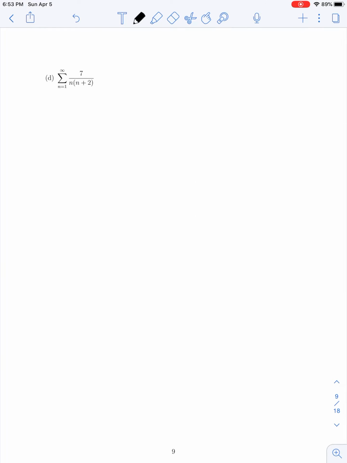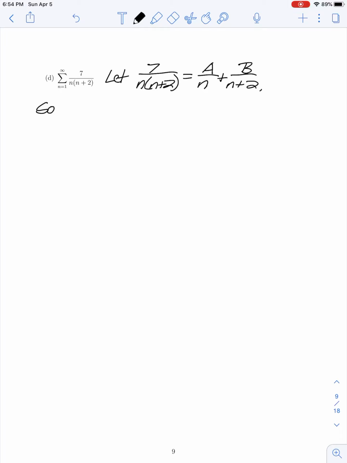Now in our last part of this example, part D, we have the sum of 7 over n times n plus 2. So let's see how this one works out. It looks sort of similar to what we saw in the previous example. So maybe we could again try a partial fraction decomposition. So we could take 7 over n times n plus 2, and its decomposition would have the form a over n plus b over n plus 2.